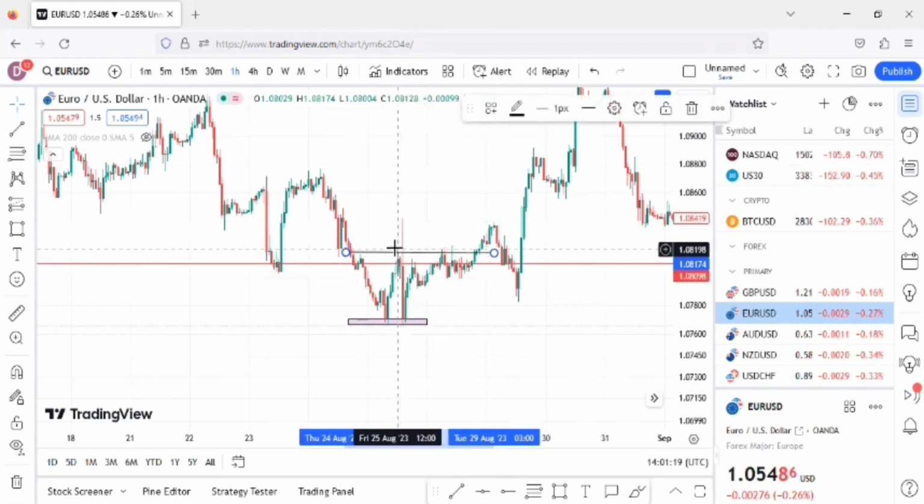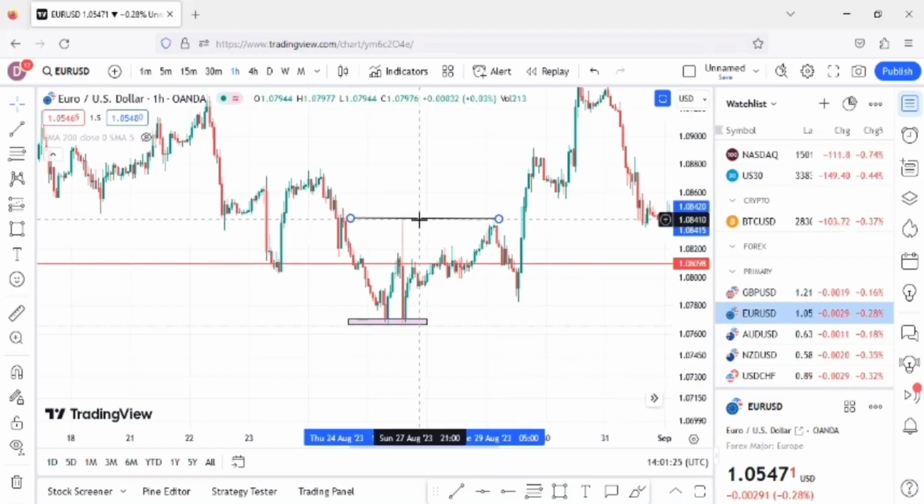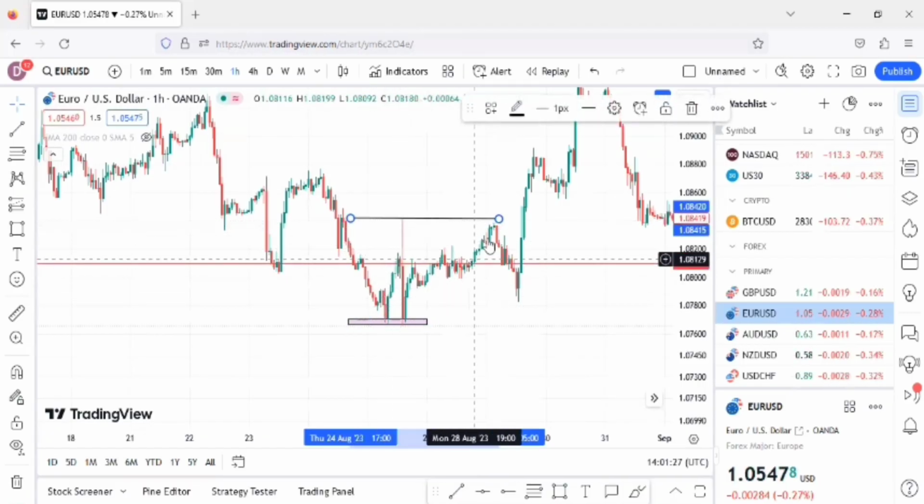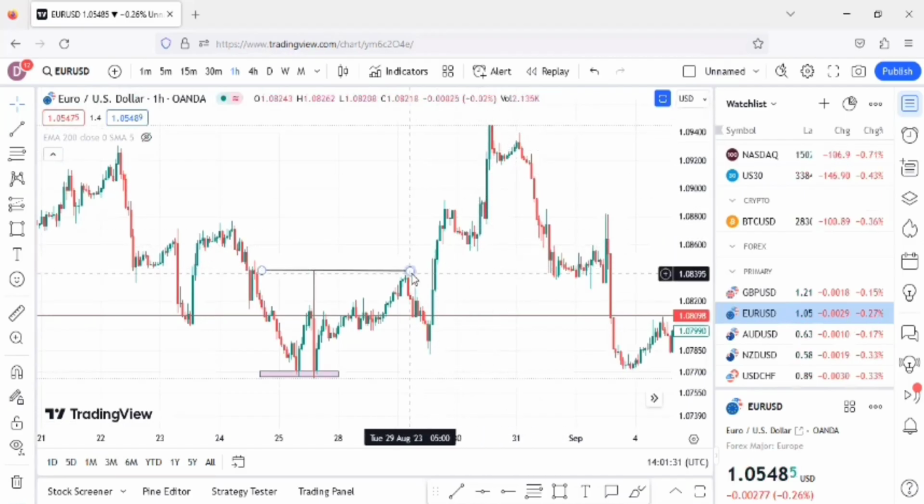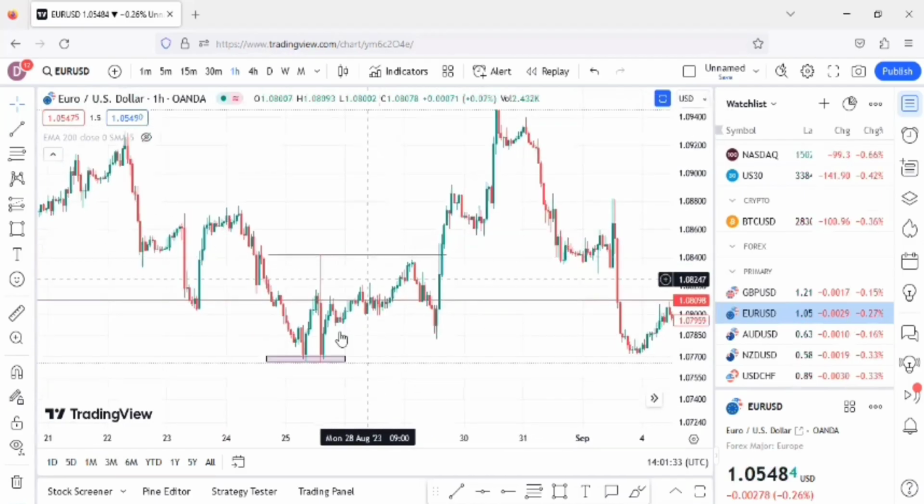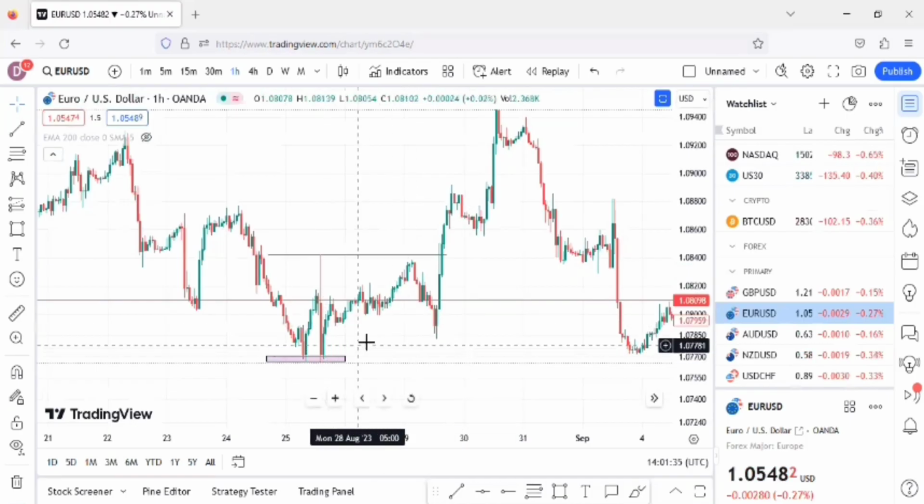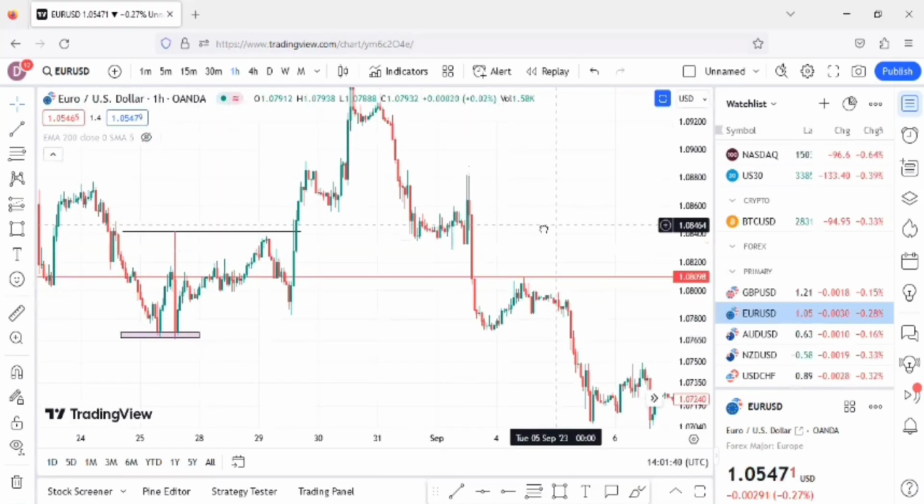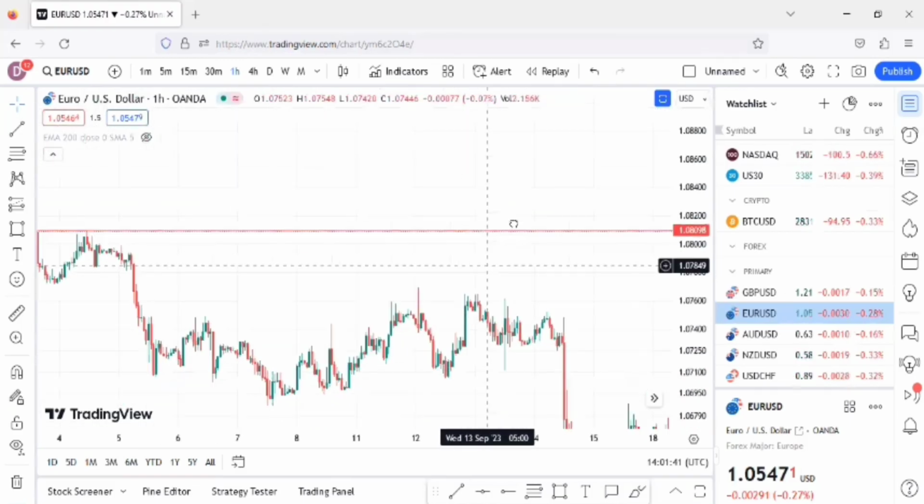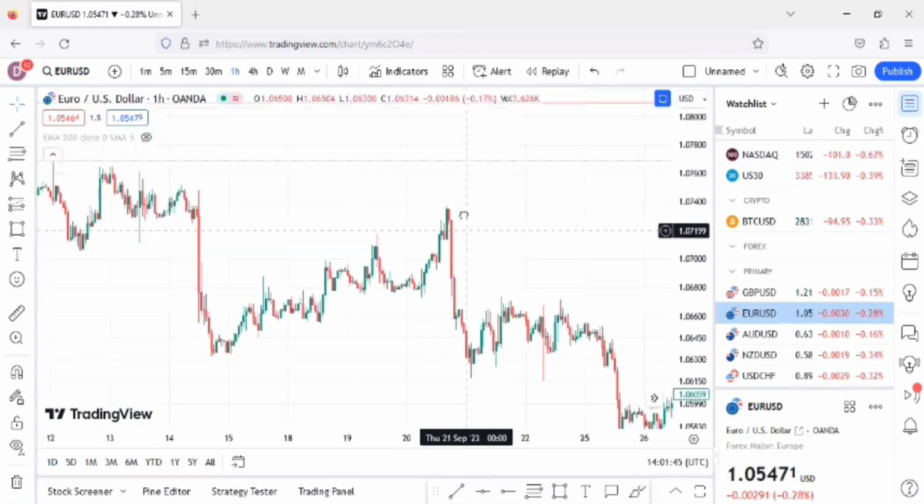So if you take this place as your neckline, a break, a retest, then a move. If you take this place as your neckline, what happens? This is your break, and that's why you see the move up. You understand? But this is an example of a double bottom in a downtrend. So those are the reversal patterns.